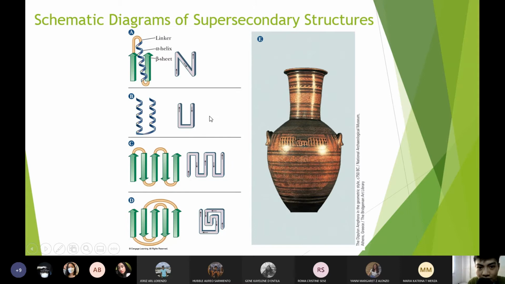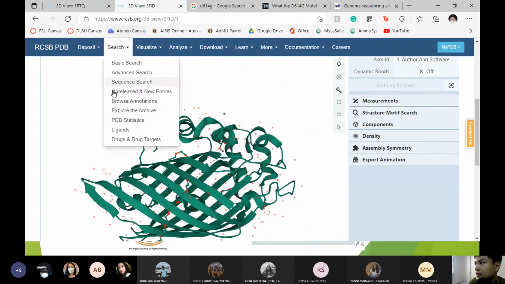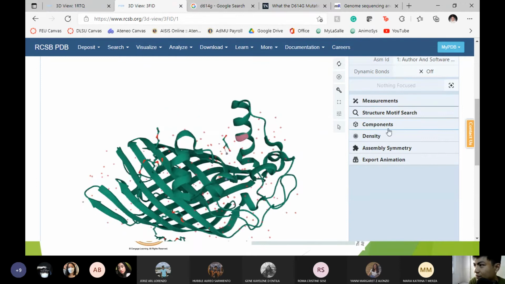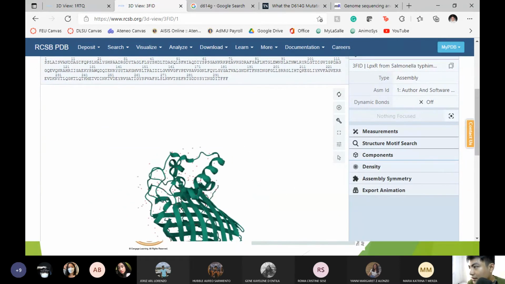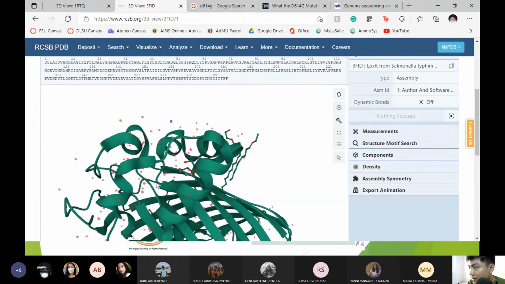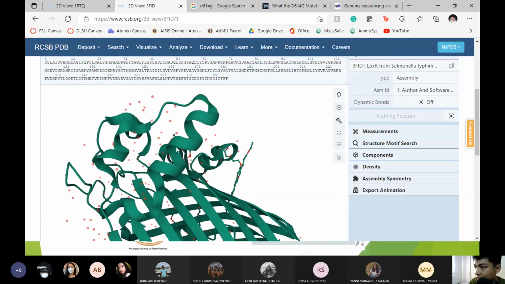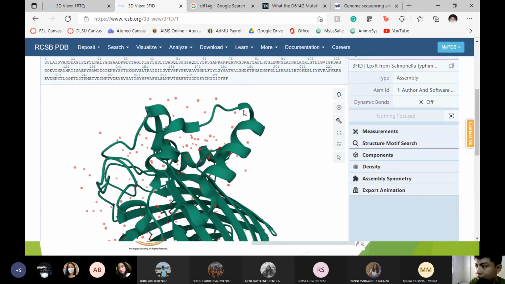Sometimes you have the alpha alpha unit. Okay? So I think yung previous na pinakita ko, this one from the Salmonella, I think meron tong alpha alpha eh. Yeah, so this is an alpha connected to an alpha. Okay? So although maliit lang yung alpha niya. Okay, so that's the alpha alpha secondary motif.